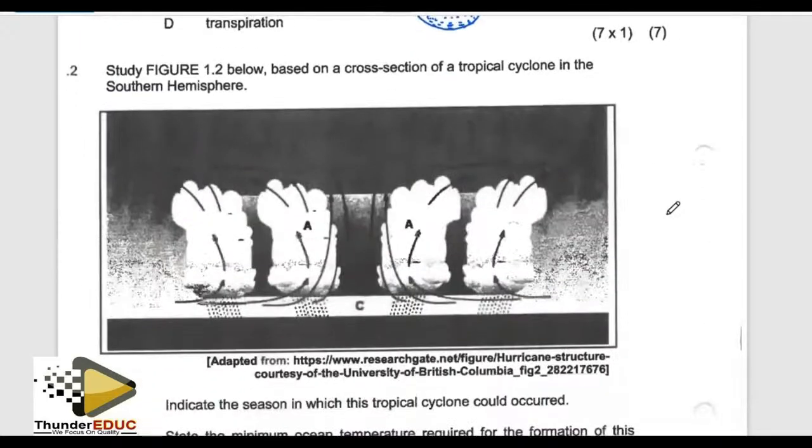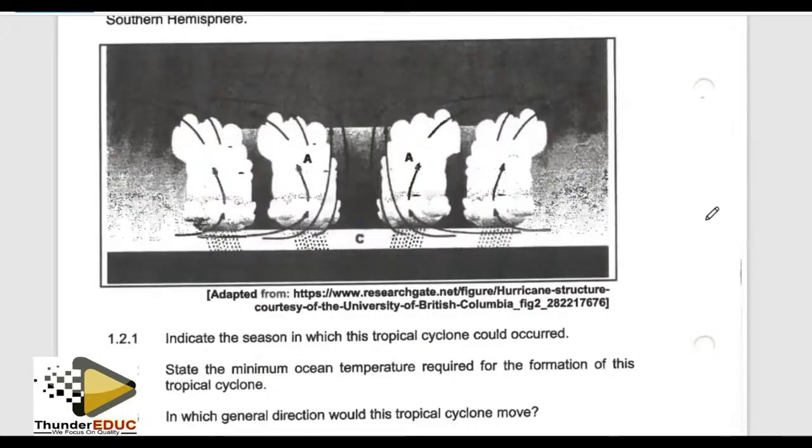Let us proceed to question 1.2, which says, study the figure below based on a cross-section of a tropical cyclone in the southern hemisphere. All right, this is our tropical cyclone. As you can see, it's labeled A, there is C there. I can't see other labels, but we shall see what to do. Question 1.2.1 says, indicate the season in which this tropical cyclone could occur.